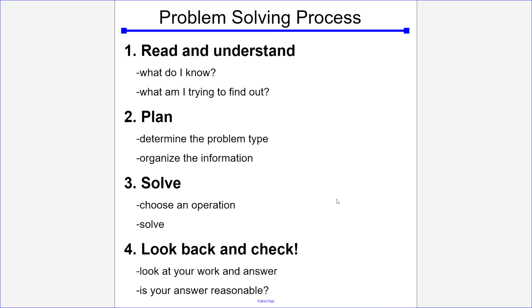Step 3 is to solve the problem. We choose the operation that will help us. Do we add or subtract? And then we solve. Finally, step 4 is to look back and check. We look at both our work and our answers, and we think to ourselves, is our answer reasonable?